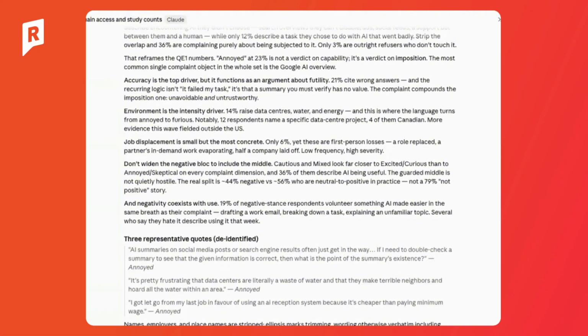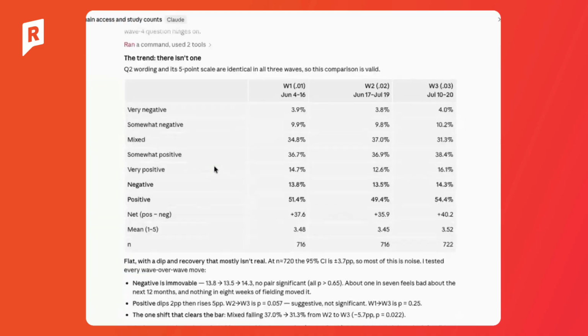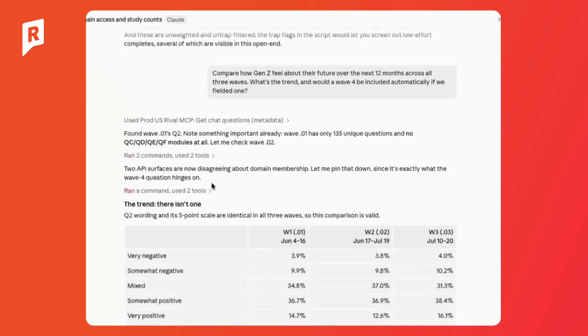I can ask it here to compare how Gen Z feel about their future over the next 12 months across all 3 waves. So we can see here that because we have a wave study with 3 different waves, it can go in and analyze the trend. Okay, so here we see the reason about the domain membership is because I have copied over these charts from one domain to the other domain. So that is why some of the domain data is showing from the previous domain.